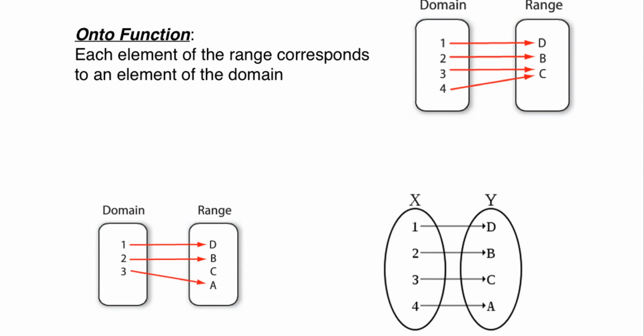Now we have an onto function. Onto just means all the y values get used. So all the range gets used.